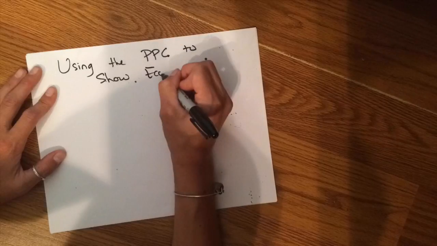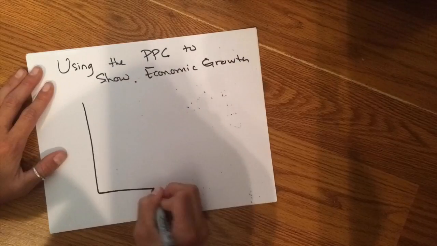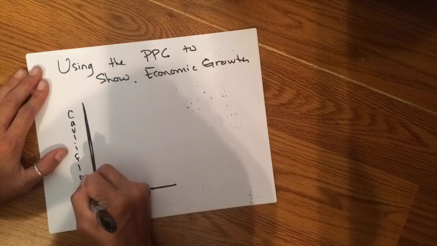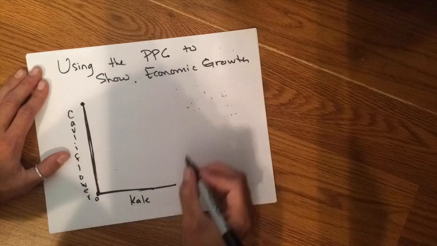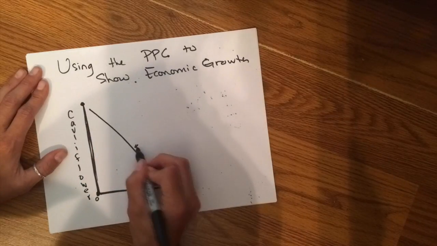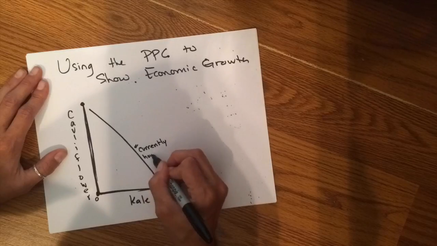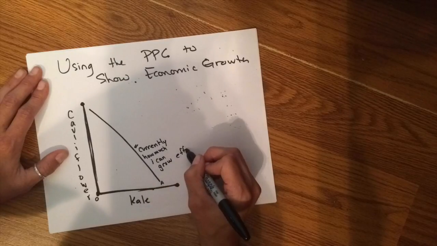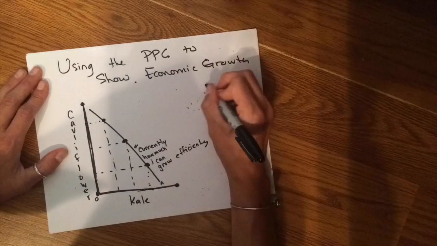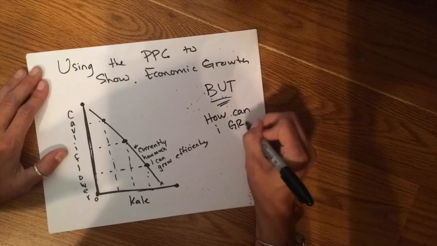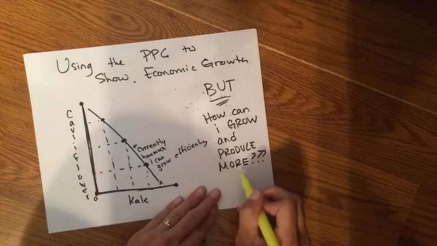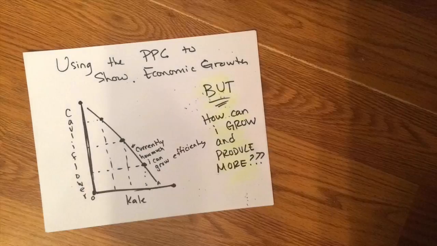So we are going to use that PPC, or production possibility curve, to show economic growth. Now I'm going to use my production possibilities graph here, and I'm going to put cauliflower and kale as my two goods that I can produce. Those are my options. This is an example from a previous video if you're interested in looking at production possibilities. On the line, all of these different points that I'm currently making show me being efficient. But how can I grow and produce more from my garden? This is where investing in capital comes into play.